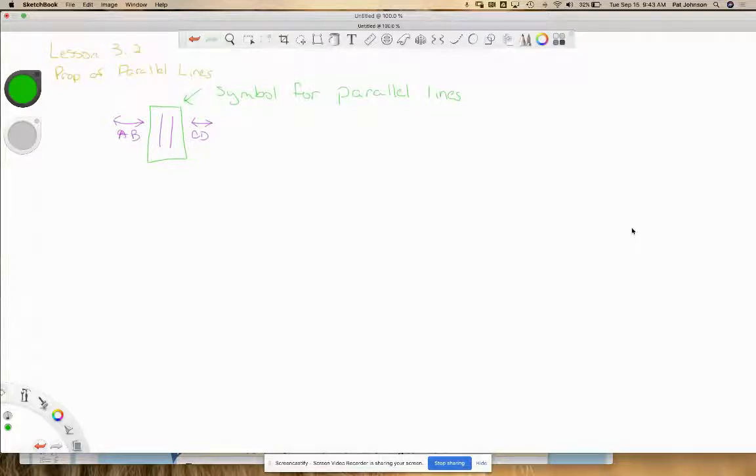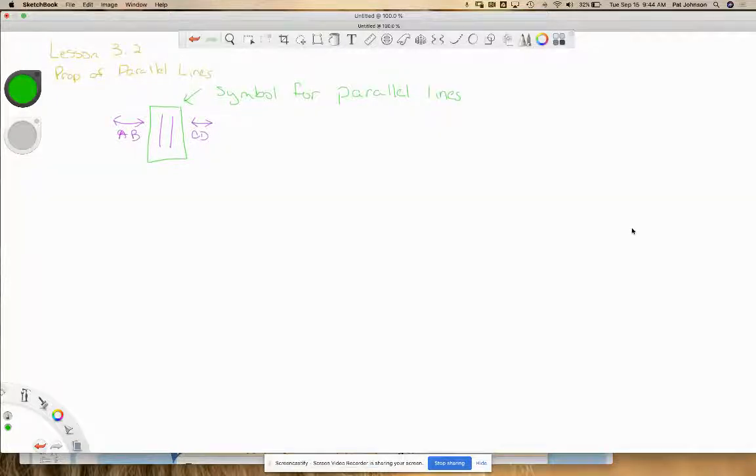Hello, this is lesson 3.2, properties of parallel lines. This is going to be similar to our last lesson where we talked about transversals. However, we justified and defined what a transversal line is. Now we're going to do the same thing, except instead of just a transversal being a line that cuts through two lines at unique points, we're going to specify parallel lines.